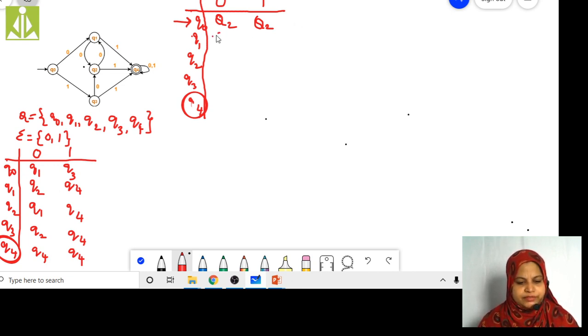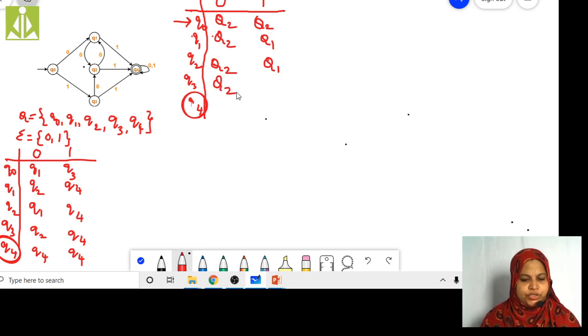Q1 on 0, Q2. Q2 is present in the Q2 set. Q1 on 1, Q4. Q4 is present in the Q1 set. Q2 on 0, Q1. Q1 is present in the Q2 set. Q2 on 1, Q4. Q4 is in the Q1 set. Q3 on 0, Q2, which is in the Q2 set. Q3 on 1, Q4, which is in the Q1 set.